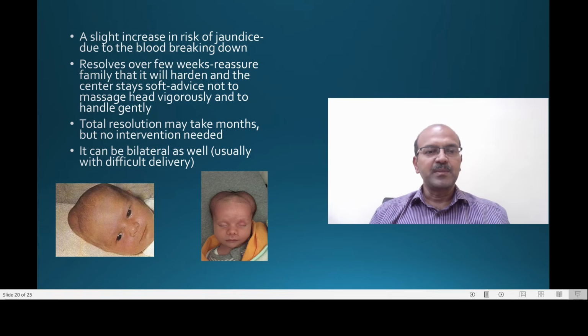Total resolution may take months, but no intervention is needed. In some cases, it can be bilateral, especially when it's associated with a difficult delivery. So this is a cute baby with a bilateral cephalhematoma.